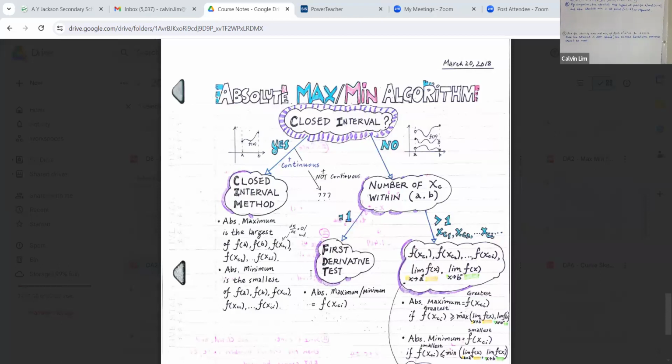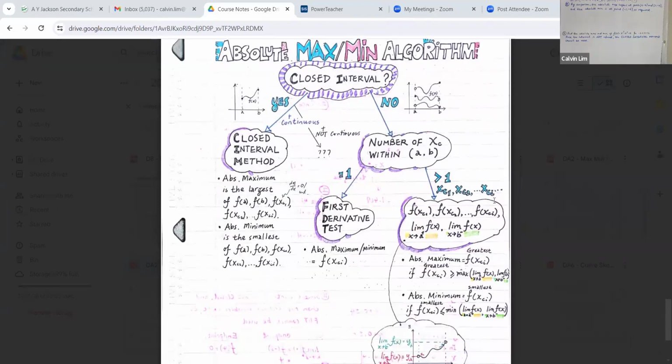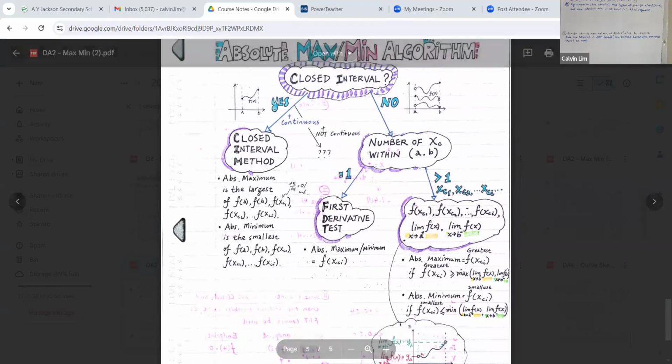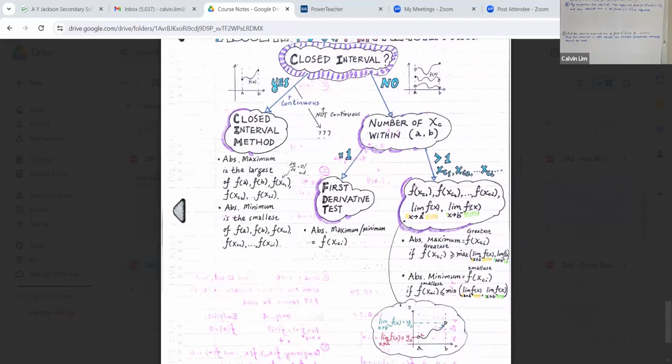If there is more than one critical number within the specified domain, you have to find the y values at every single critical number, as well as the limits at discontinuous points, meaning limits at the boundaries if the boundary is open. And also if you have discontinuity within the domain, you need to check the limit at each end of the boundary.